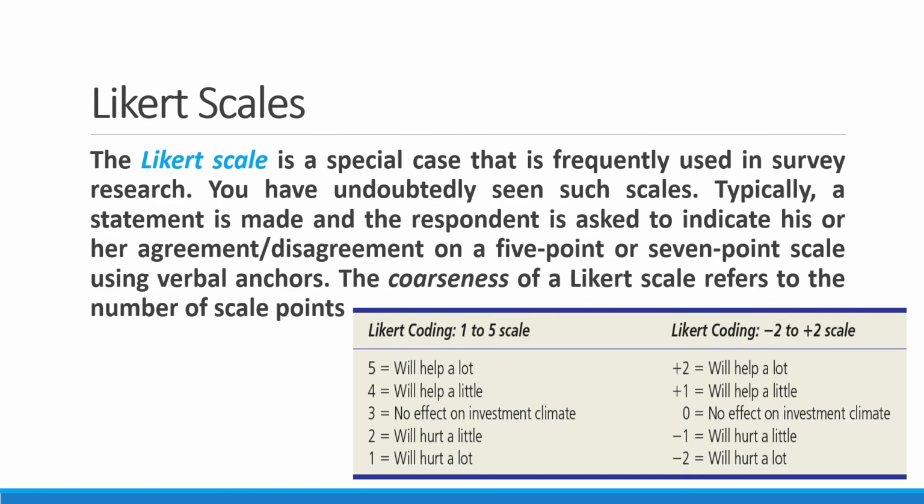In interval measurement, coding also could be used. So for strongly agree, we may insert the number 5. For somewhat agree, number 4. Neither agree or disagree, it will be number 3. Somewhat disagree, it will be number 2. And strongly disagree, it will be number 1.